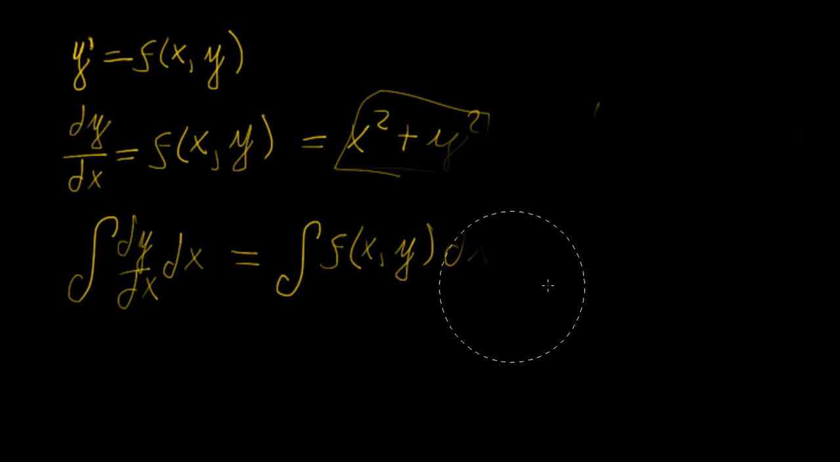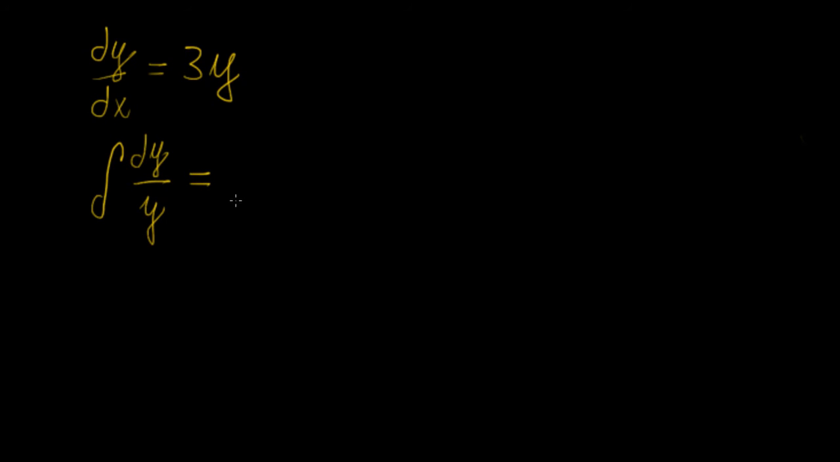So I'm going to show you a very simple example here with a first order differential equation. Suppose you're given the equation dy/dx equals 3y. Well, this one is very simple. All you need to do is move the y to the other side, and integrate both sides. So you're going to have the integral of dy over y equals the integral of 3 with respect to x.